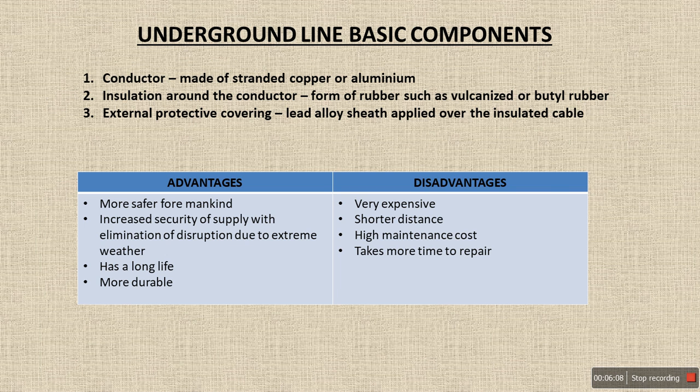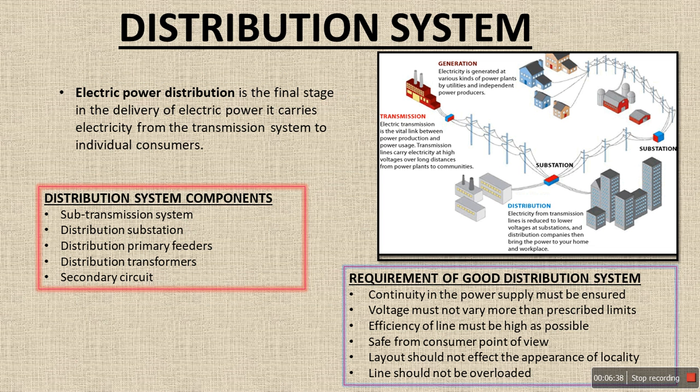There are three basic components of underground line transmission, which are the conductor, insulation around the conductor, and external protective covering. So the advantages are that it is safer for mankind, increases the security of supply, and has a long life, more durable. The disadvantages are that it is very expensive, only for shorter distances, has high maintenance costs, and takes more time to repair if damage occurs.